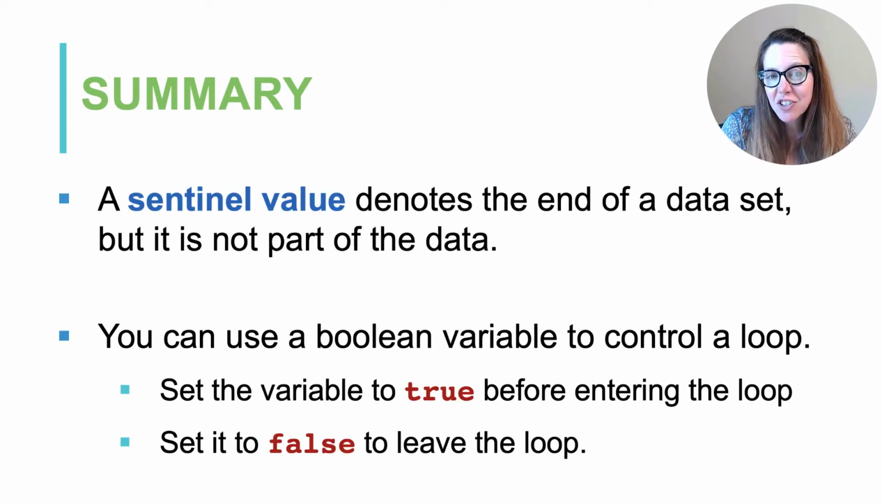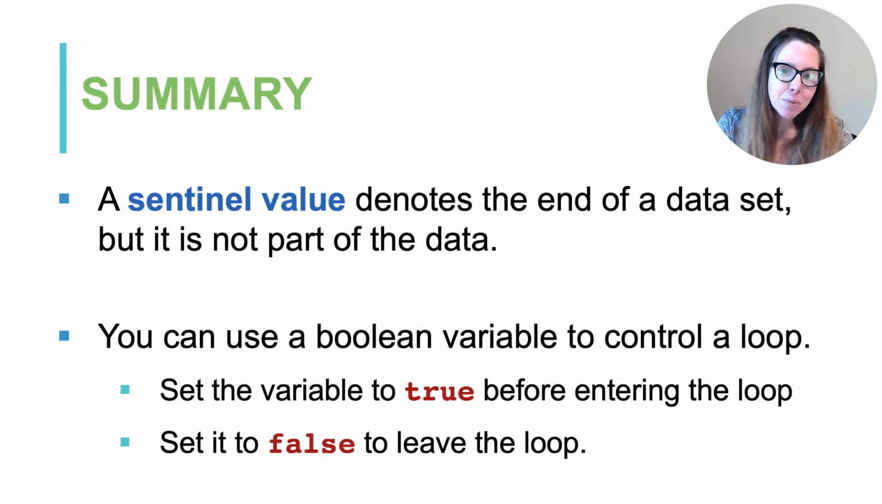We looked at the definition of a sentinel value. A sentinel value denotes the end of a data set, but it is not part of the data. So for instance, if we wanted to loop from 0 to 4, 5 might be our sentinel value, that number that we're looking for, the sentinel that blocks us from moving further. It's an important piece that it denotes the end of the data set, but importantly, it's not part of the data set.